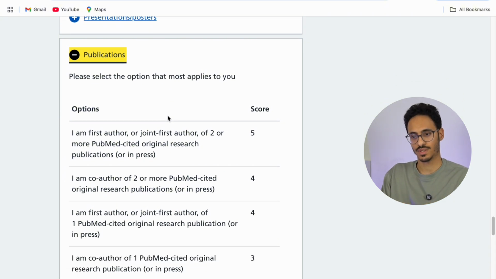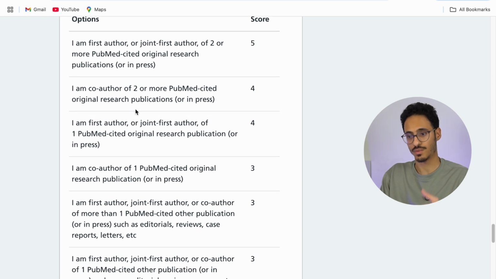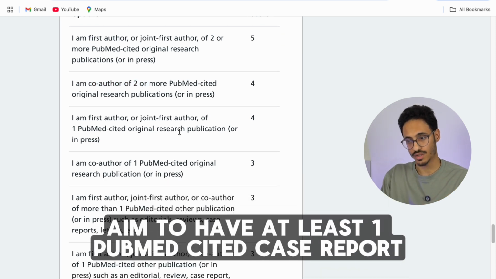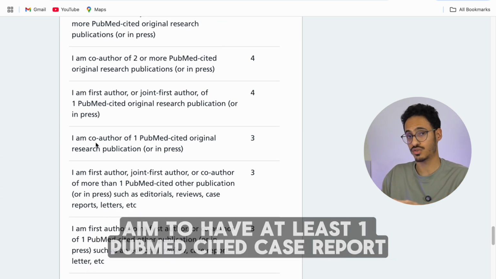The most important bit is that it should be PubMed cited. Obviously, research will score you much higher, well, not a lot higher, a little bit higher than case reports. Now, I would recommend that you do at least one case report. If you are part of a research project, that's great, but many people are not. So instead of spending so much time doing multiple papers and scoring just 1 point maybe more than your peers, you can do one case report and focus your energy on other domains.